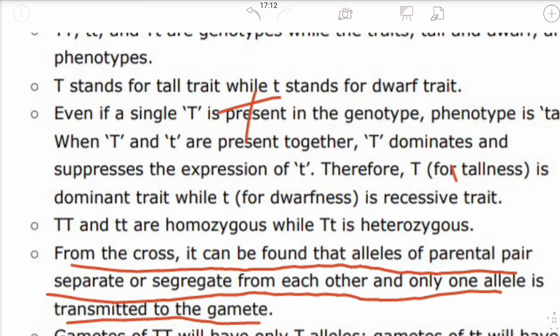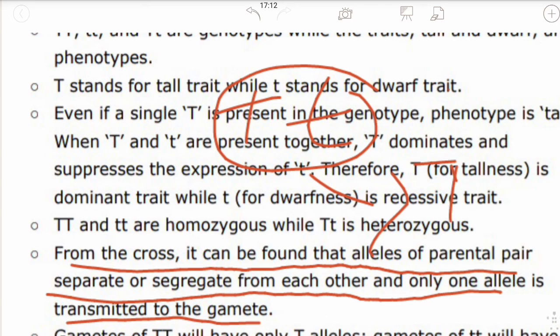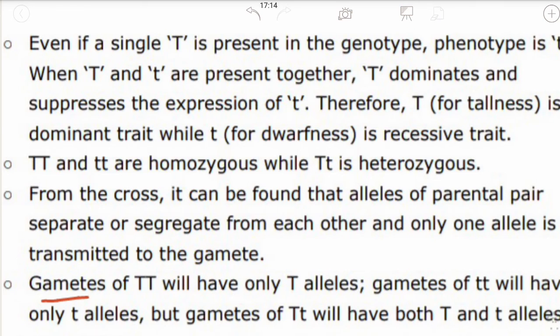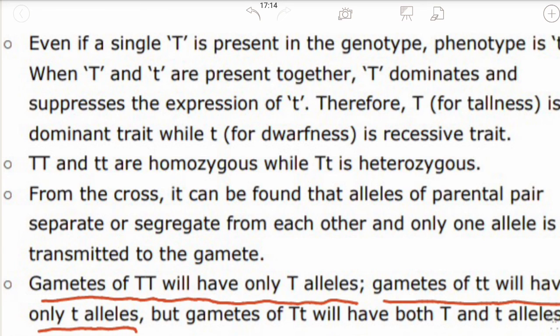This means capital T and small t are present together. Then what happens? Only capital T, meaning only tallness, will go to the progeny, not shortness, because tall is the dominant character, whereas short is the recessive character, because tall will express itself. Understood? Gametes of capital T will have only T alleles. Gametes of small t will have only small t alleles. But gametes of capital T, small t will have both capital T and small t as the alleles.